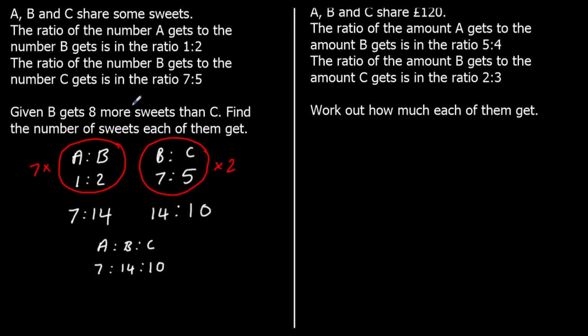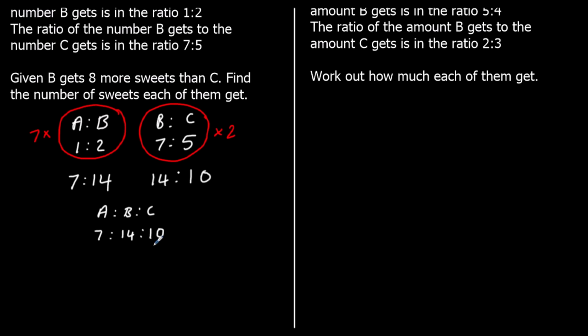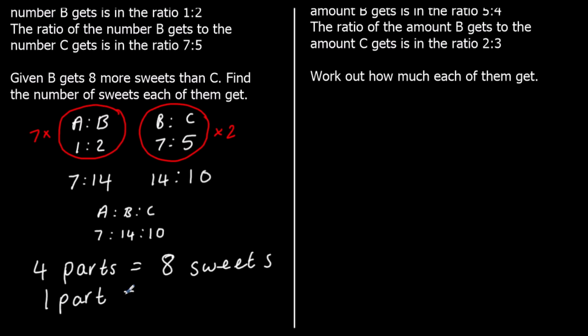Given B gets 8 more sweets than C, so we can see B gets 4 more parts than C. So 4 more parts than C, and that's 8 sweets. So I can say 4 parts must be equal to 8 sweets. So what's 1 part worth? So 1 part must be 2 sweets. So each one of these, each part here, must be worth 2 sweets.